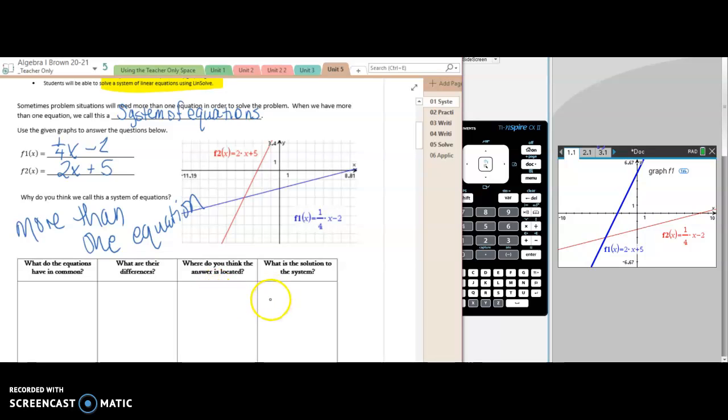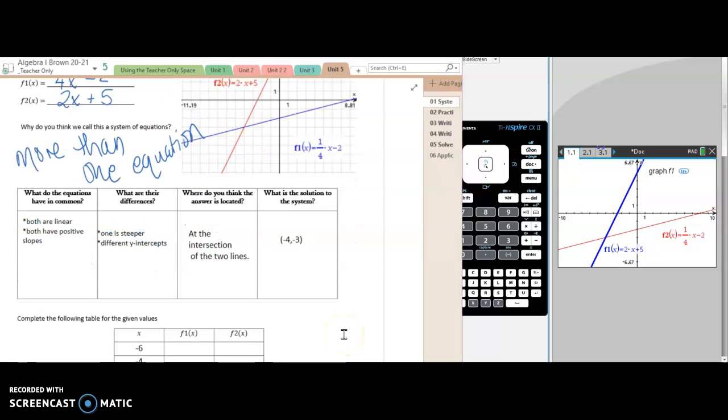So I want you to pause the video for just a moment. And I want you to think about those answers real quick, okay? What do you think the equations have in common? What are their differences? Where do you think the answer is located, and what is the solution to the system? So pause the video, think about those, and see what you can come up with. There's no right or wrong, remember, this is just a video. We will talk about them when you return.